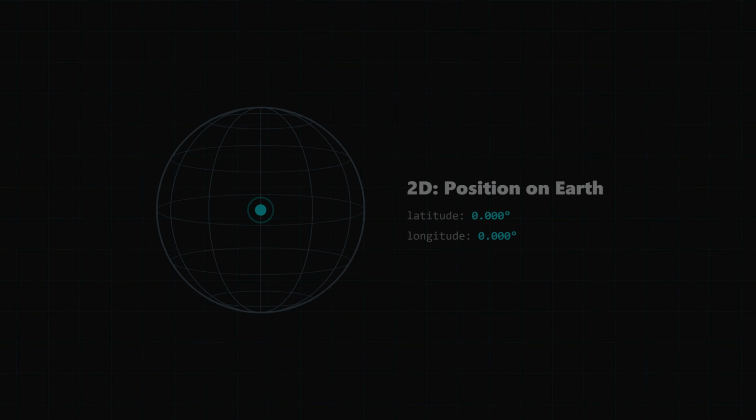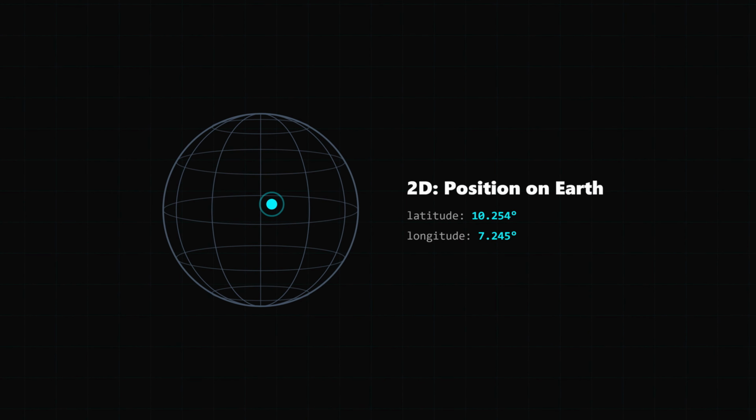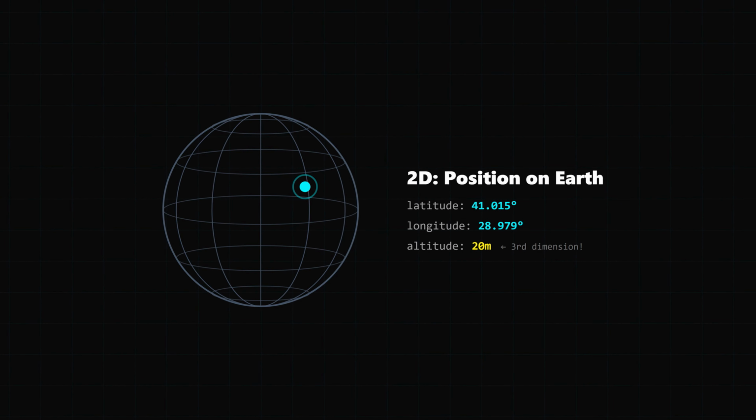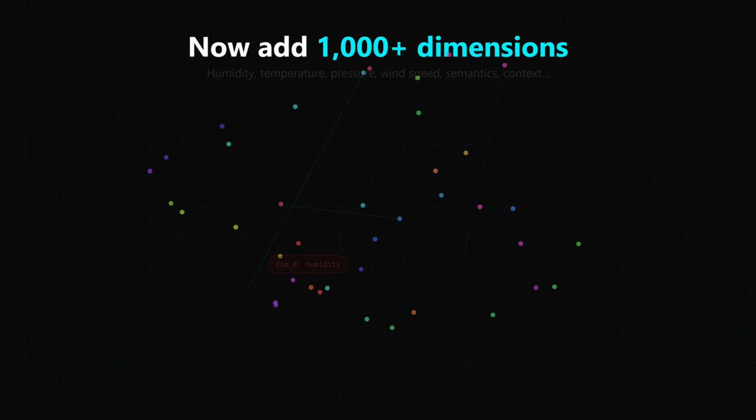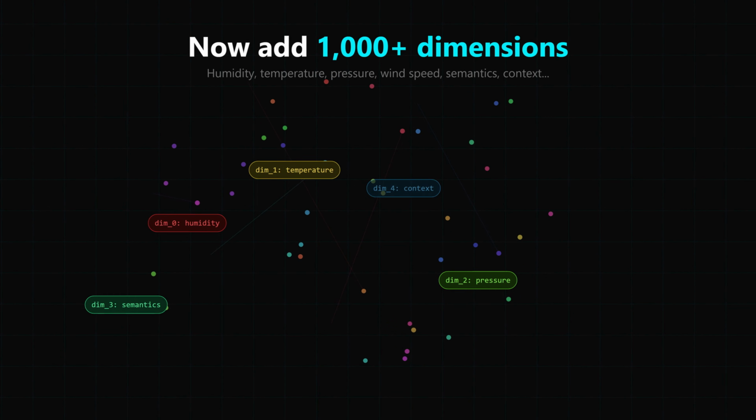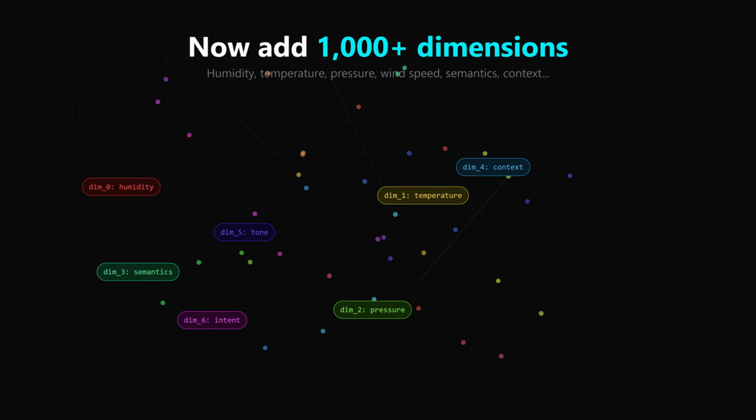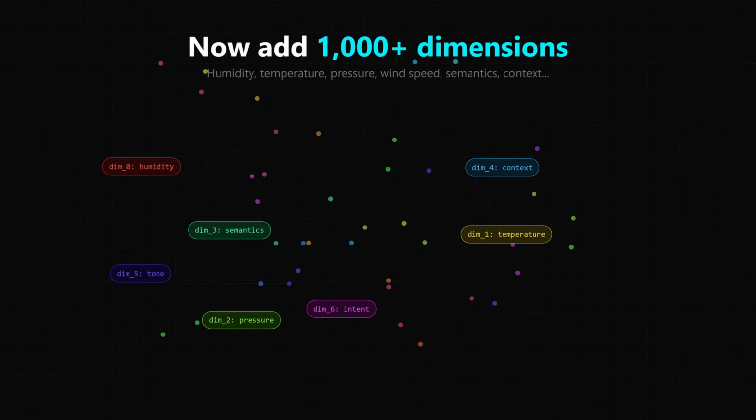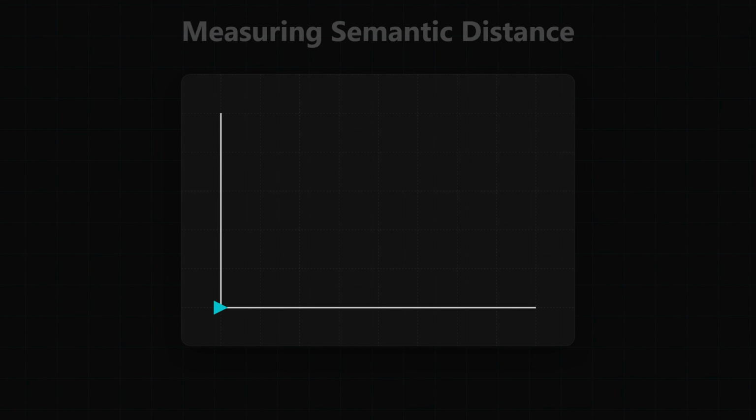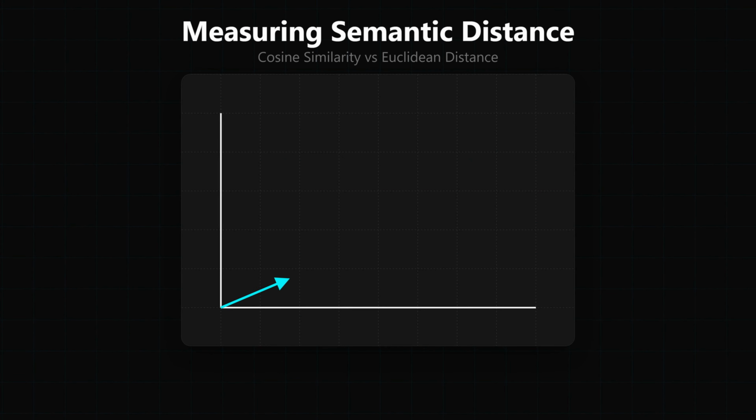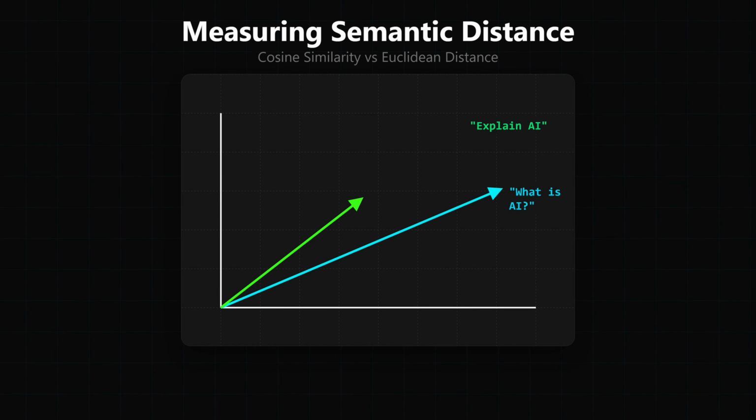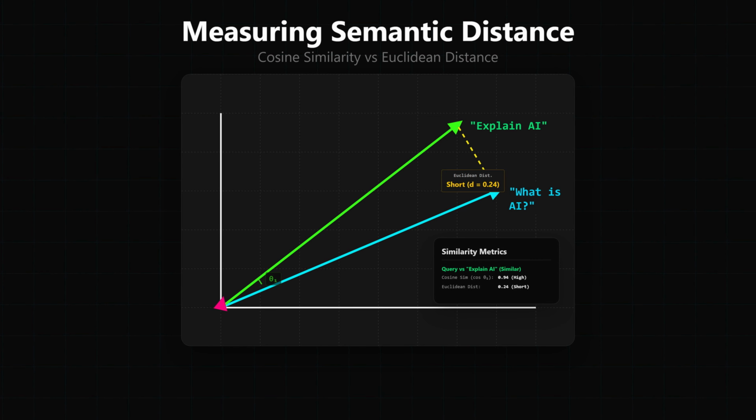It's very difficult to imagine a multi-dimensional space, but for the sake of simplicity, you can imagine your exact coordinates on the globe represented in two dimensions, latitude and longitude. If you add another dimension for altitude, you get a 3D representation of your exact place on Earth. Now imagine adding another 1,000 dimensions for humidity, temperature, barometric pressure, wind speed, and so on. You get the idea. It's a multi-dimensional space where each dimension represents a different attribute of the text.